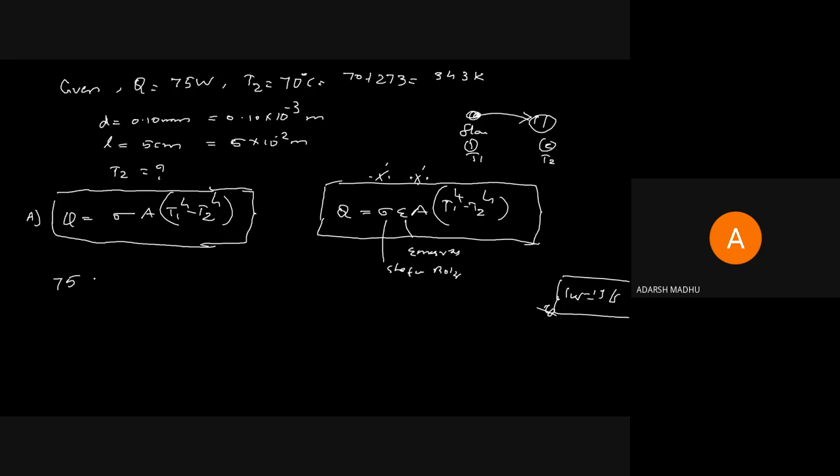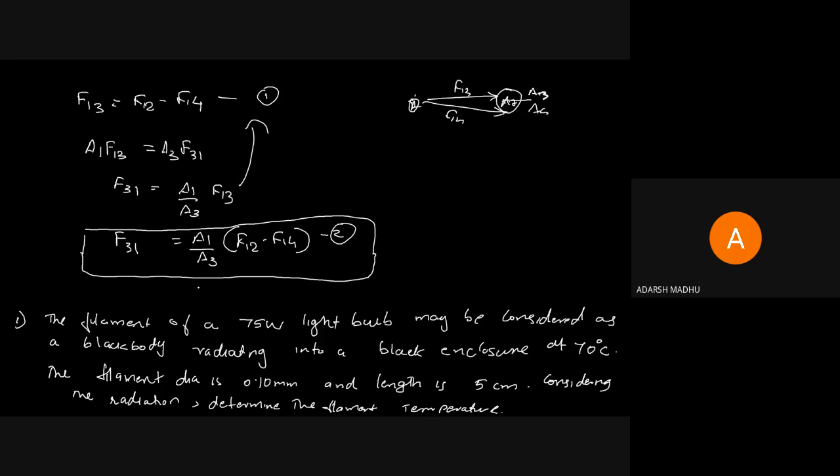So 75 equals sigma, whose value we know is 5.67 into 10 raised to minus 8, the Stefan-Boltzmann constant. Okay, now the area of the particular body. Please look at what the configuration or geometry of the body is. It could be a square, a rectangle, a triangle, and so on. Here, diameter and length are given, so it is a cylinder-like body.